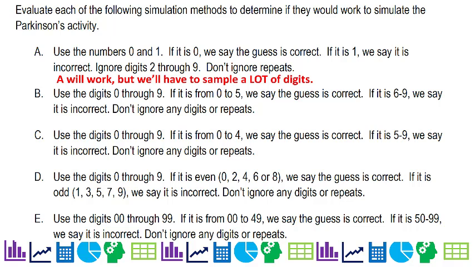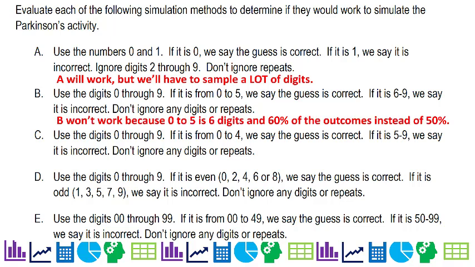Use the digits 0 through 9, and if it is from 0 to 5, we say the guess is correct. If it is 6 to 9, we say it is incorrect. Don't ignore any digits or repeats. Well, the problem with this one is 0 to 5 is actually 6 digits. If you count on your fingers, you go 0, 1, 2, 3, 4, 5, and you have a finger up for each one. How many do you have up? You have up 6. 6 out of 10, that's 60% of the outcomes. That does not match the percentage that we were trying to match. We're trying to match 50% for our simulation.